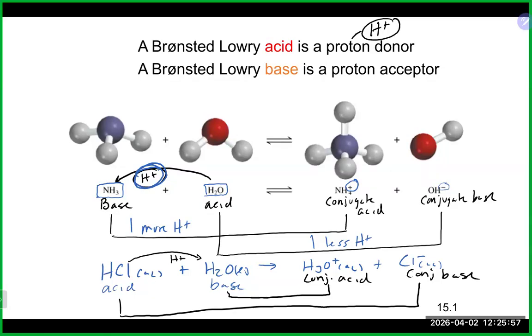You may also be looking at water and going, how come in one case it acted as an acid, and in one case it acted as a base? That does happen with different substances, and water is an example of that. That is what is known as an amphoteric substance. It is a substance that can act as an acid or a base.